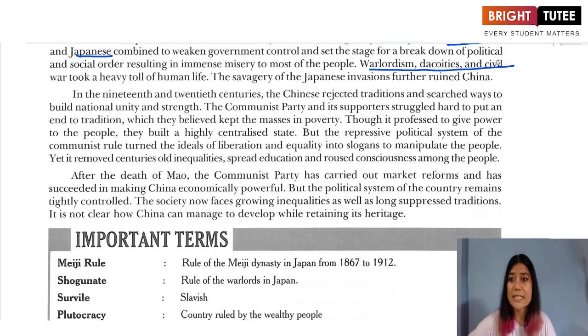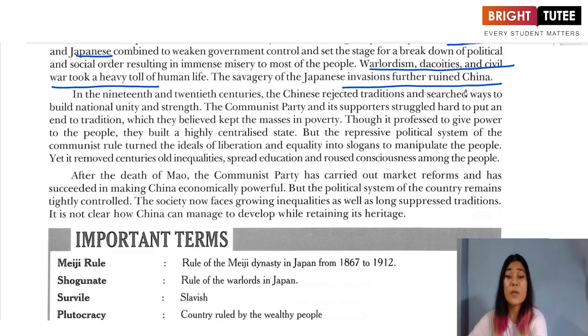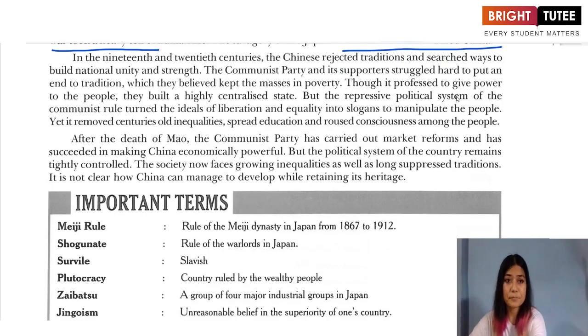Warlordism, dacoities, and civil war were very frequent in China, and they also resulted in the loss of hundreds of thousands of lives. The invasion by Japan further ruined and weakened China, and also led to the decline of economy and society.